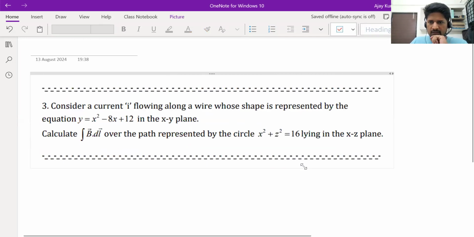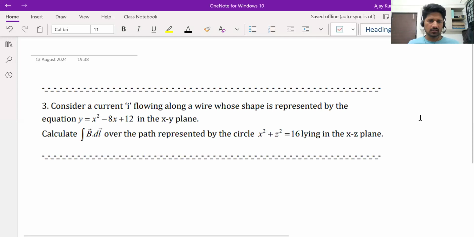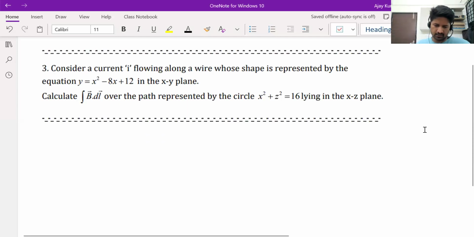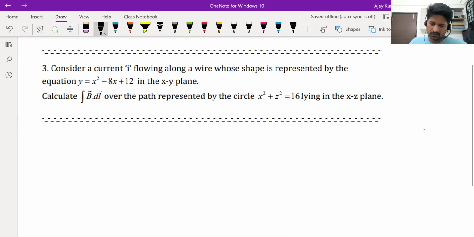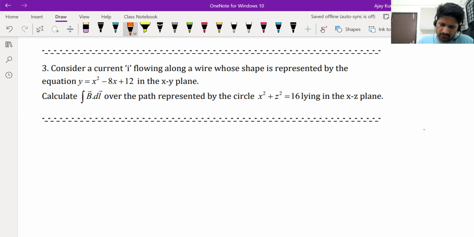So based on our last lecture, based on Ampere's law, I had given you this question in the worksheet. Consider a current I flowing along a wire whose shape is represented by the equation. So this equation represents the shape of the wire.